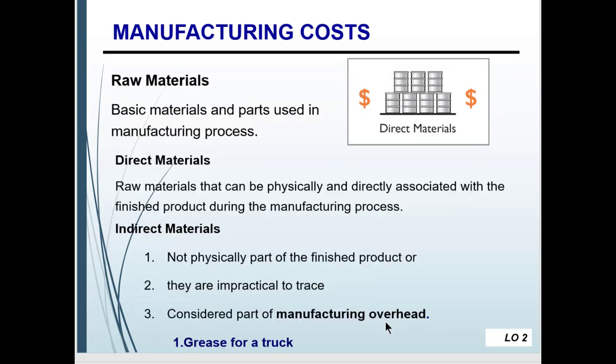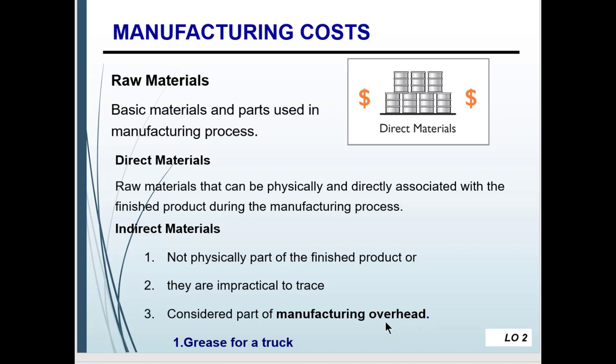So what are the materials costs? Well, we have raw materials. These are basic materials, right? These are parts, maybe. The things that are used to build the asset. So we have some direct materials. It would be, for instance, again, making furniture, it's the wood, right?